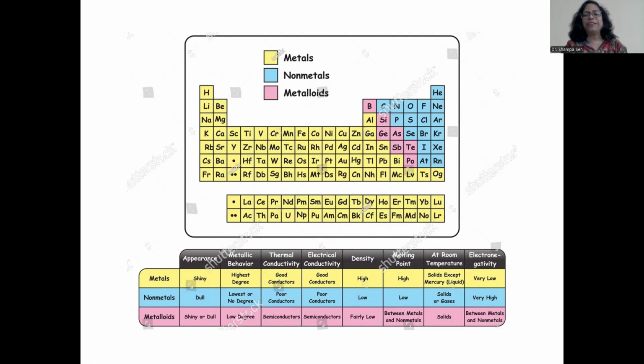Can you name it? Yes, mercury. And electronegativity is very low. Metals are electropositive. Then non-metals, obviously in between.